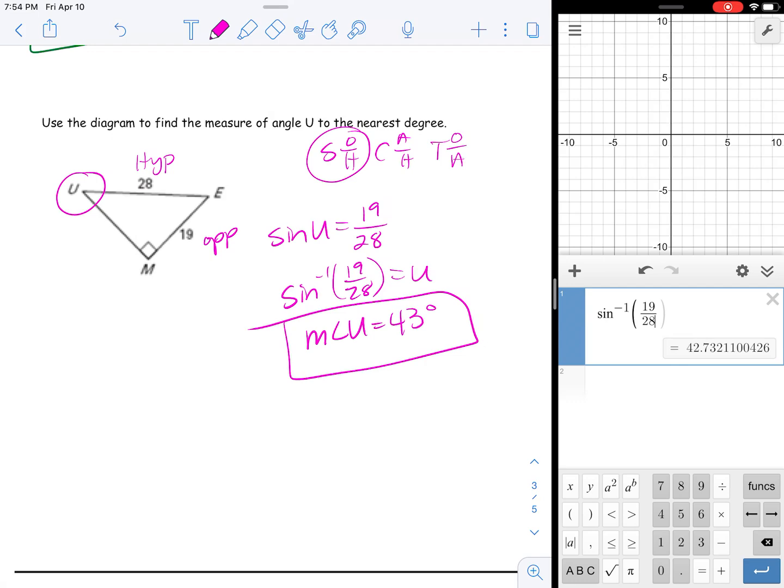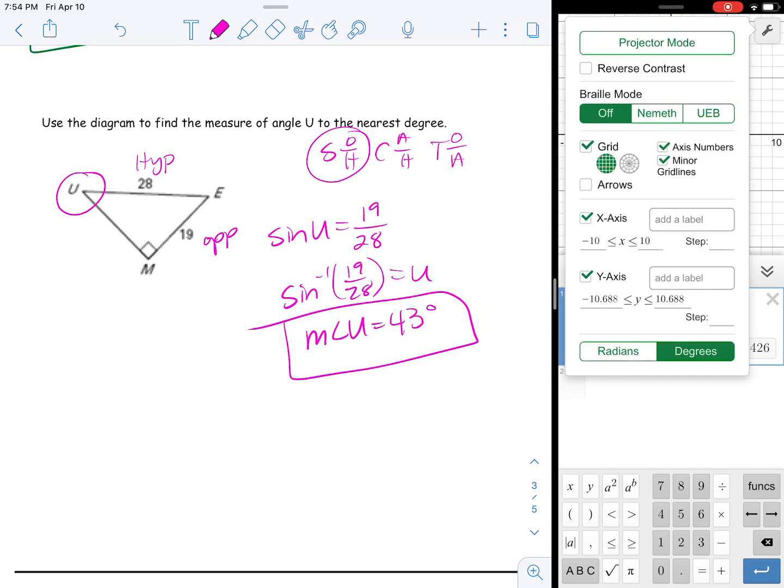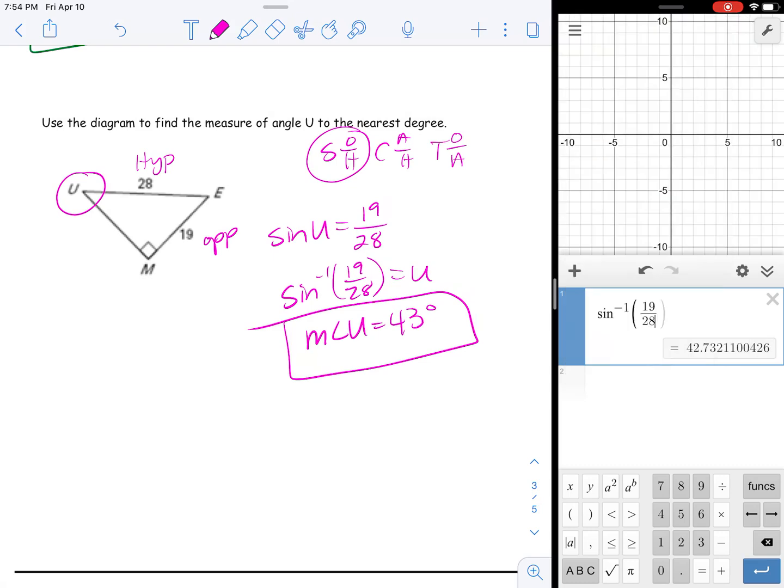So this is one of my favorite things to do with trig because it's just so easy to do. Again, make sure when you're in Desmos that you're in degree mode. To check that, you touch the wrench and you make sure that degrees is dark green. To switch back and forth, you just tap them. So make sure it's on degrees.